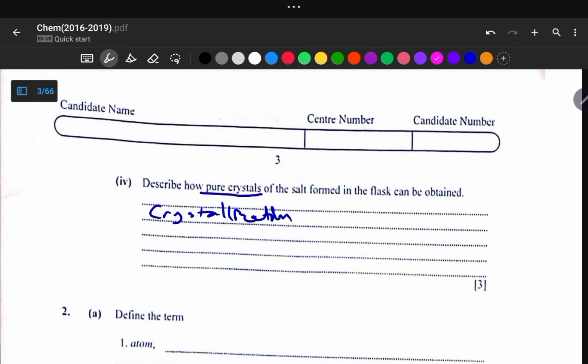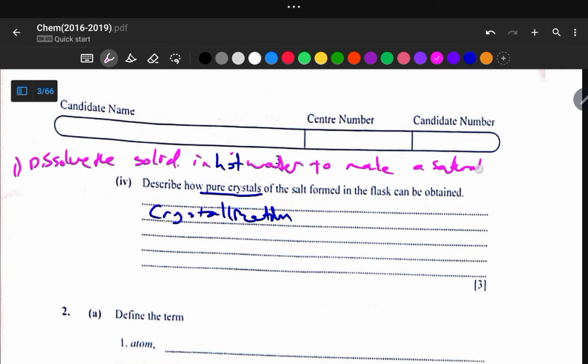So the first step of crystallization, first step, we dissolve the solid or the salt, right? Solid, and then we dissolve the solid in hot water, right? In hot water to make a saturated solution. So I highlighted this word with a different color, right? So you should be able to explain why we use hot water instead of cold water.